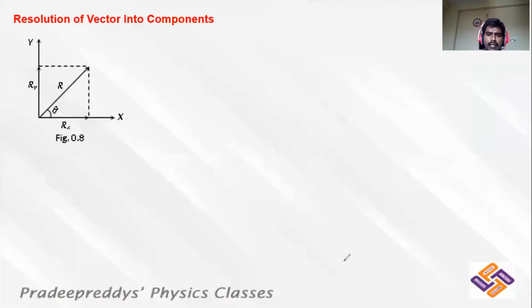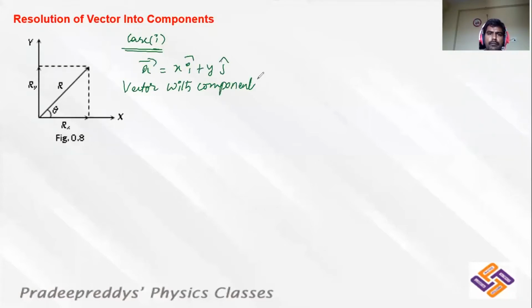Students, when we deal with vector quantities, a vector may be given as a bar is equal to some x i cap plus y j cap, and theta as some, say, 30 degrees, or the angle may not be given to you even. So simply they will be giving you the vector with components, right? This is one.